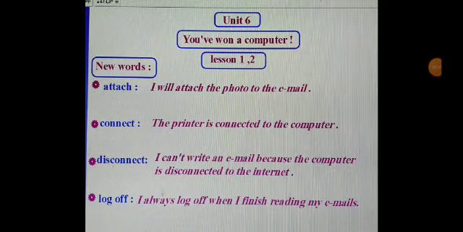Today we are going to study Unit 6, Lesson 1 and 2. You have one computer. In this unit, we will study some information and some words related to computers.